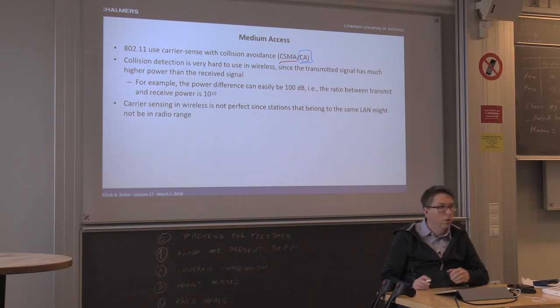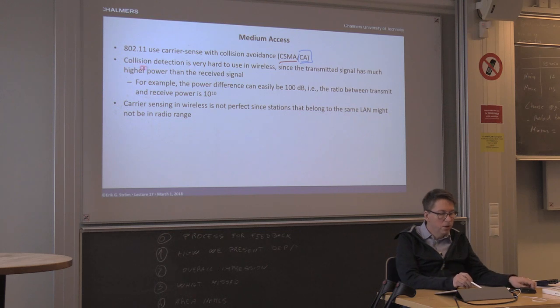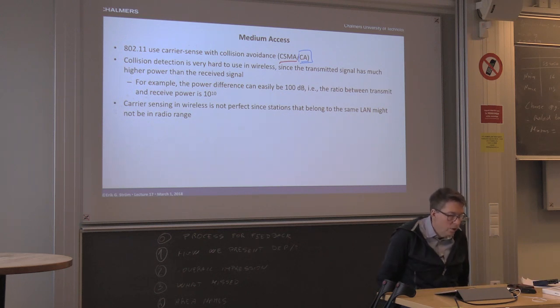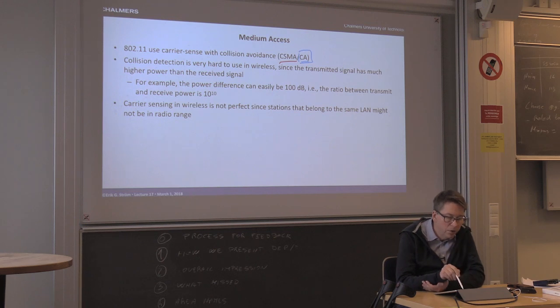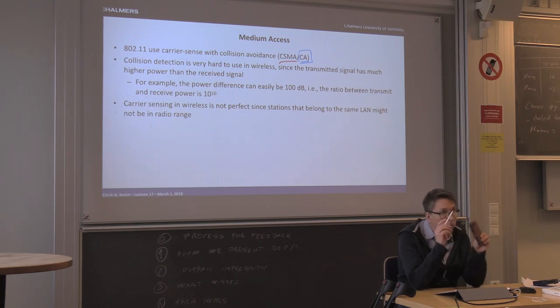So why are we not using collision detection in Wi-Fi? And the reason for this is that collision detection is very hard to use in wireless, typically. Okay? There is research ongoing to try to enable this, something called full duplex radio, but it's still research. I don't know of any products on this. But the root of the problem here is that the transmitted signal has much higher power than the received signal.